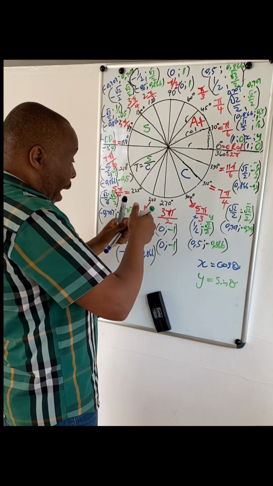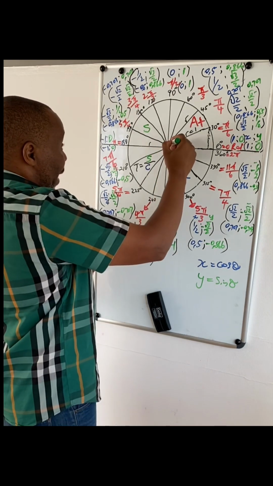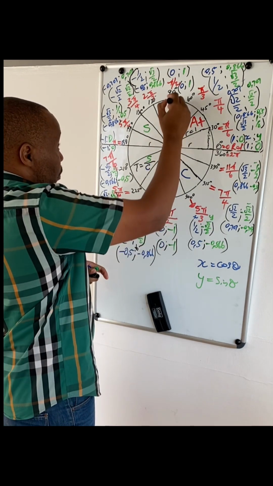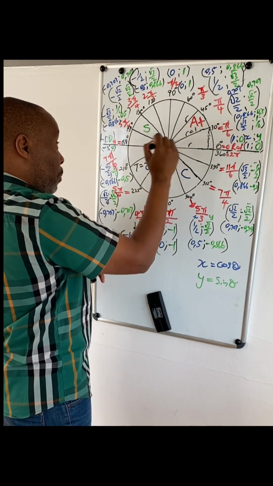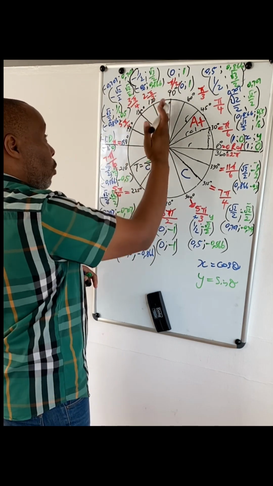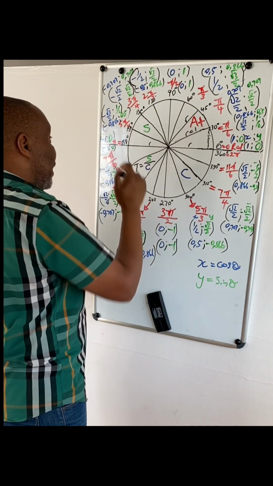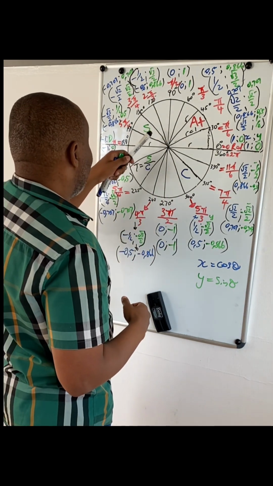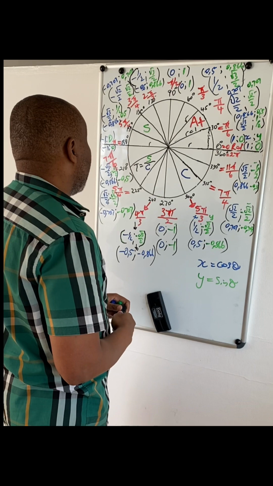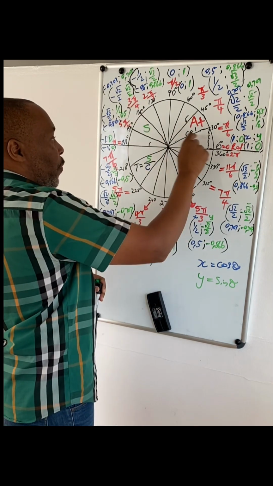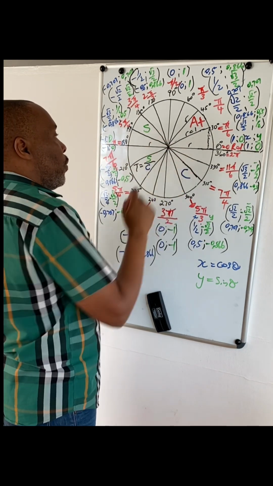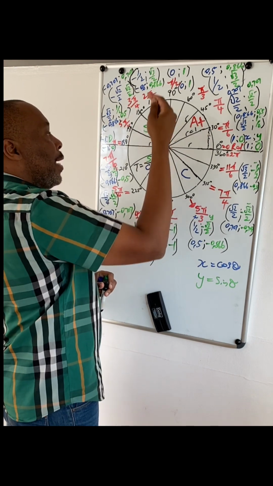Here, y is positive, this side. All the y values are positive, and all the x values are negative. So the x values are negative, and the y values are positive. Hence, sine theta is positive in the second quadrant, and the first quadrant. Which means sine is negative in the third and the fourth. It's only positive in the second and the first.